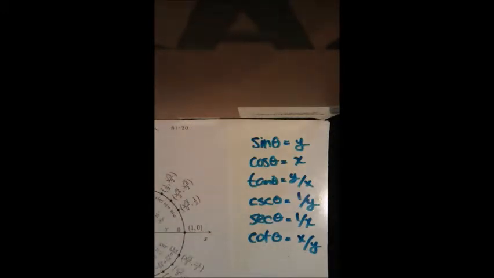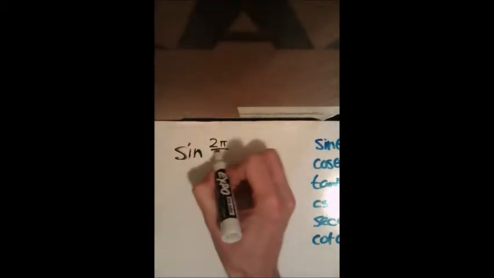So let's say we want to evaluate some trig functions. We can use this information to help us do that, and use our unit circle's coordinates to speed up the process a little bit. So for example, let's say we want to know the sine of 2 pi over 3. Well, the first thing we've got to do is take a look at our unit circle and try to find 2 pi over 3. So you can see it's up here.